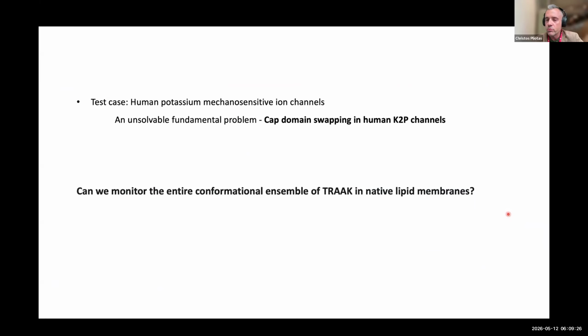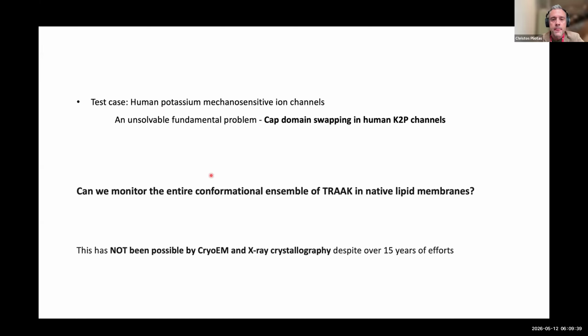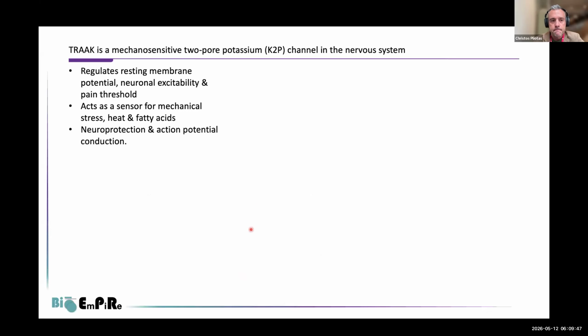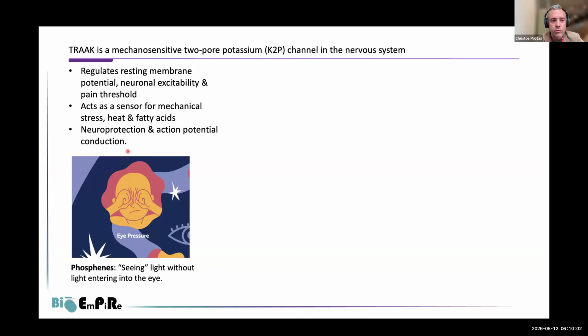So this brings me to my talk today, the main test case from our lab. Over the years, we have had a long interest in mechanosensitive ion channels, and this time we endeavored to study the human potassium mechanosensitive ion channel. This kind of problem has not been made possible by cryo-EM and crystallography over the last 15 years. The TRAAK potassium mechanosensitive channel is expressed in the nervous system and regulates resting membrane potential, and also acts as a mechanosensor for heat, stress, and fatty acids. It's also very important for neuroprotection and axonal potential conduction.